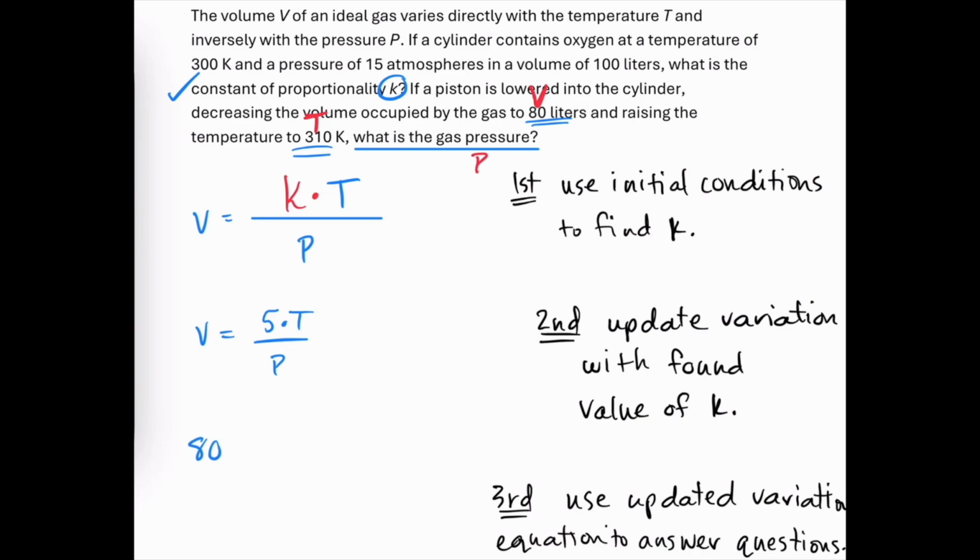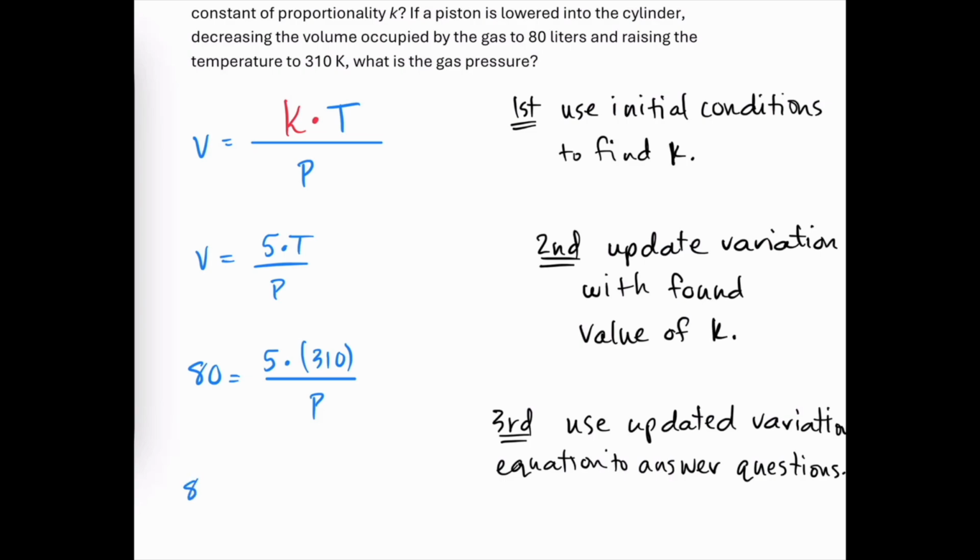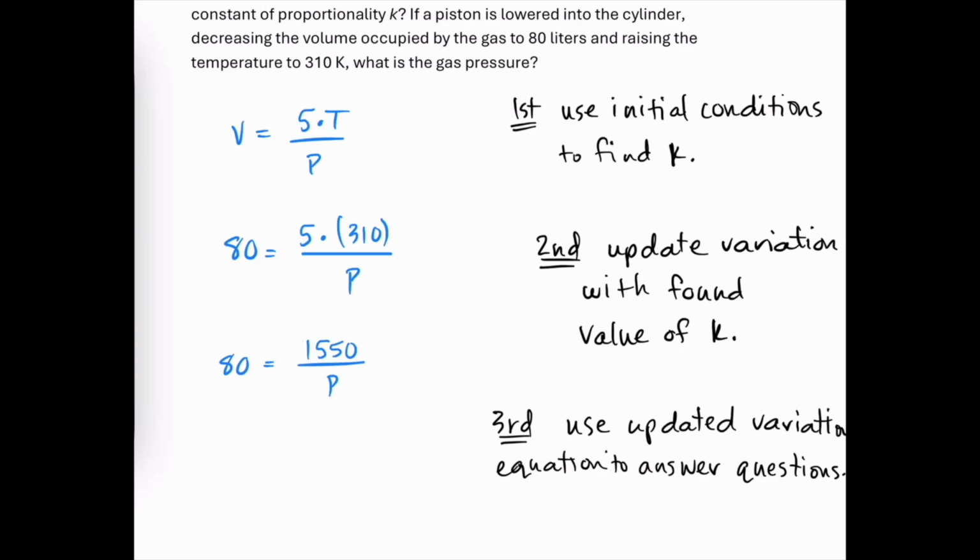So we plug 80 in for the volume. We already found our constant of proportionality to be 5. We'll plug 310 in for the temperature, and we're now tasked with finding the value of P. So to solve for P, let's first multiply 5 times 310 to get 1550 in the numerator of the fraction. So I'll slide everything up just a bit to give us a little more space. And this time, instead of multiplying both sides by the LCD, because I have a single fraction on the left and a single fraction on the right, I'm going to instead choose to cross multiply.